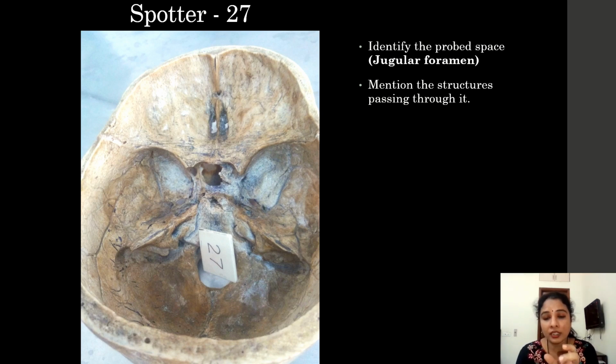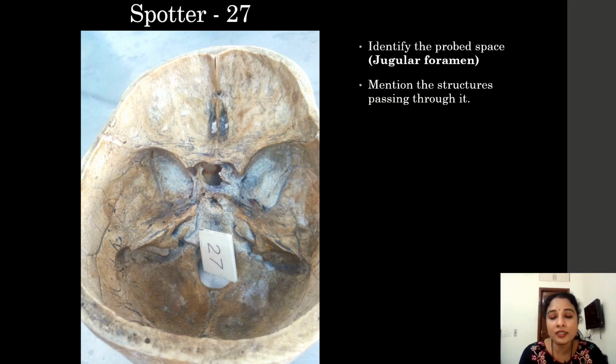So we can see the jugular foramen dividing into three parts: medial, lateral and intermediate. And from the intermediate part, three cranial nerves come out. So this is the only foramen through which the three cranial nerves come out: 9th, 10th, 11th. 9th is glossopharyngeal, 10th is vagus and 11th is spinal accessory nerve.